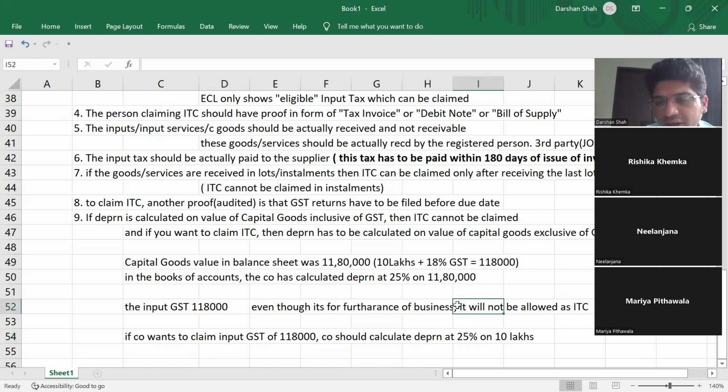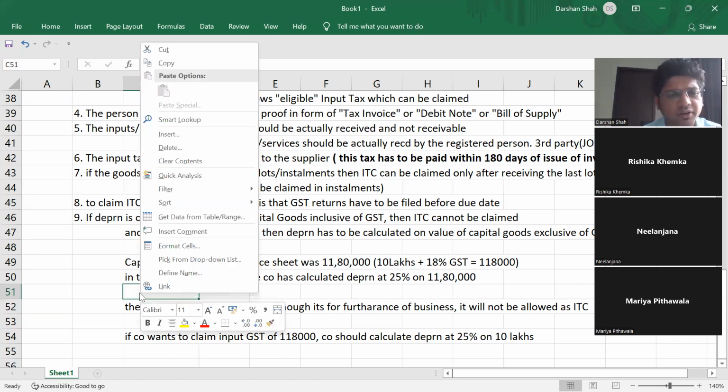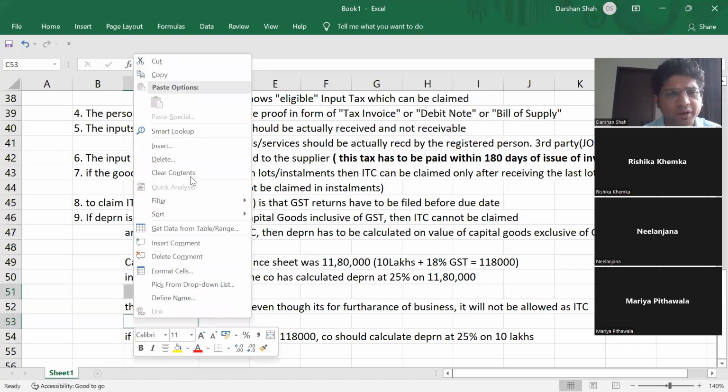But if you have calculated depreciation on 11,80,000, then the entire ITC of 1,18,000 will be disallowed, and will be a non-eligible input tax. See if this entire example is clear. Very important example, huh, guys? This is a very important example.